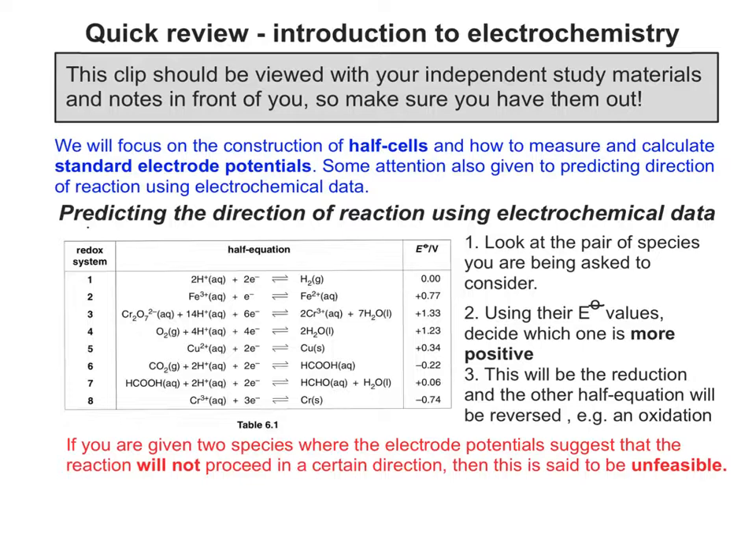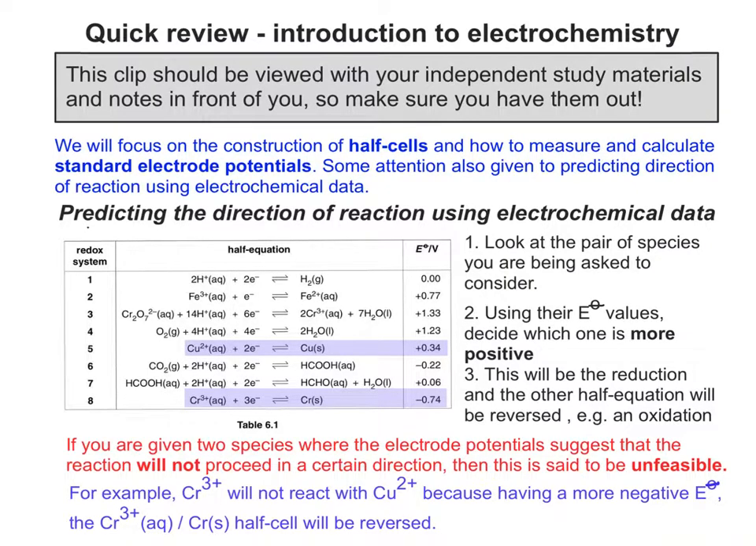If you're given two species where the electrode potential data suggests that the reaction will not proceed in a certain direction, then this is said to be unfeasible. So if you take chromium 3+, it won't react with copper 2+, because its half-cell electrode potential is more negative, so it'll actually go back in the other direction. It'll be reversed. So chromium metal will react with copper 2+, but chromium 3+ will not react with copper 2+.